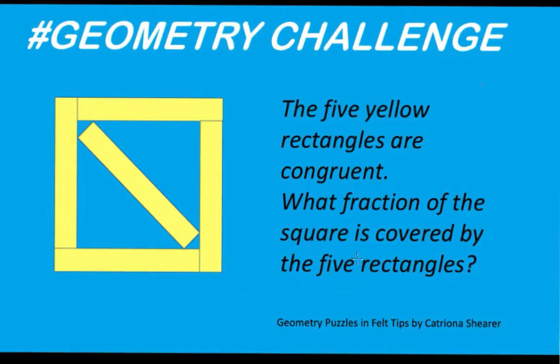I eventually found the solution by looking at this main question. What fraction of the square is covered by the 5 rectangles? The key insight here is that we want to know the area of the rectangles in terms of the area of the square. So we can let the area of the square be 100%, and therefore the area of the 5 rectangles would be a certain percentage out of 100%.